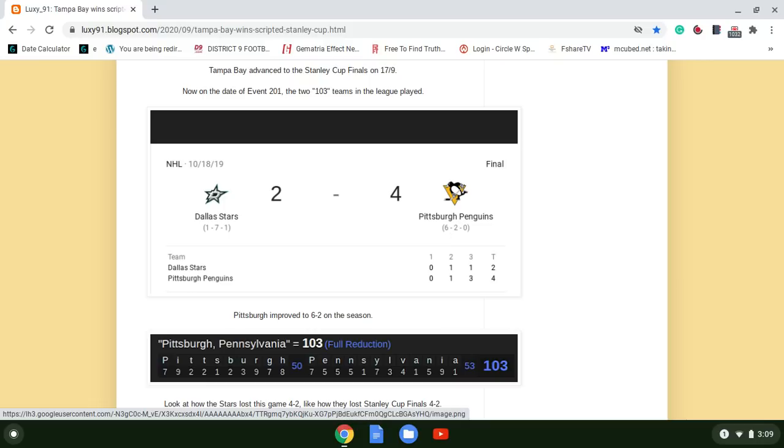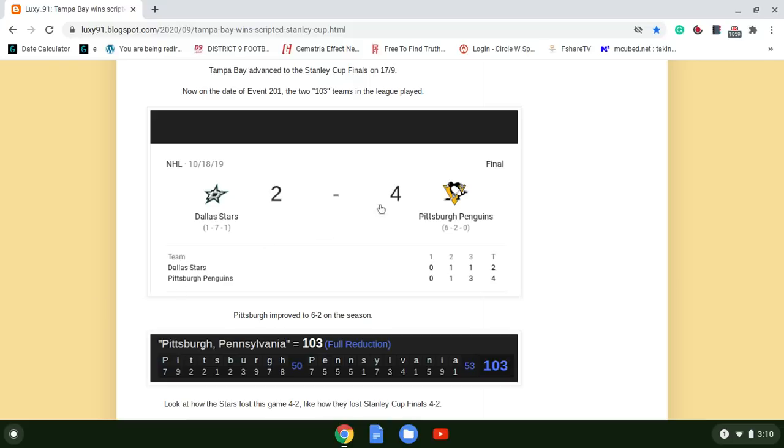And these are the two most 103 teams in the league. We already talked about it, 103, the 27th prime number. We talked about all the 27s with the Dallas Stars. Pittsburgh, Pennsylvania is also 103 in the most pure cipher. Now, April 12th, because this is a leap year, April 12th, 4/12, that becomes the 103rd day of the year. 103 or 412 is the Pittsburgh area code.